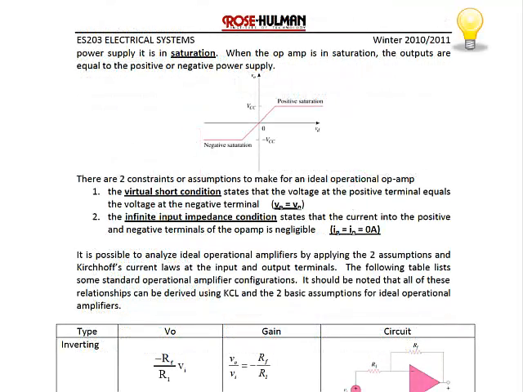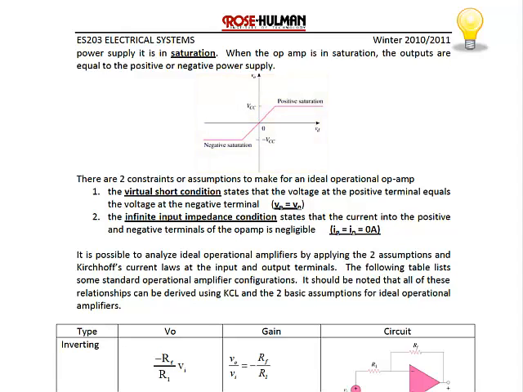When you're outside of the range of positive or negative, the power rails, the op-amp is said to be in saturation or operating in its nonlinear region. This figure here shows what that would look like, where the slope of the line is actually the gain on the op-amp, and then positive and negative saturation is when the output has exceeded the power rails.